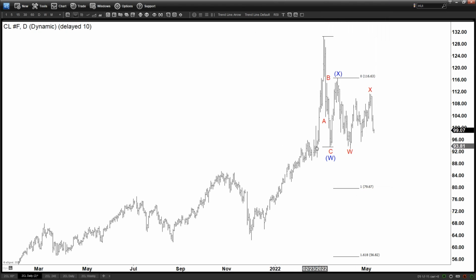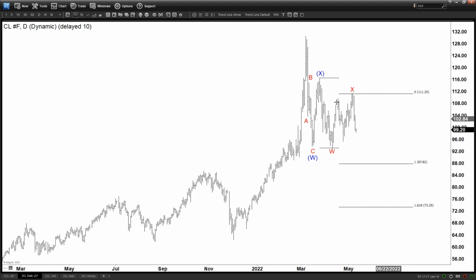Or if you want to measure the internal equal leg, then you can measure the WX in the red degree. If you measure the internal here, then the 100% is going to be 87.8. So it's within the range, 87, 80, 70. What is it? The internal of the equal of the external is going to be 79. So I would say between $80 to 88 is potential target in the correction in oil, right? So it's within the correction is a WXY structure, but more downside is expected.